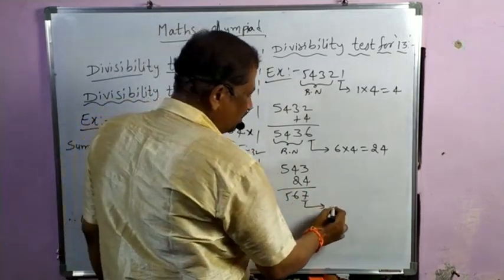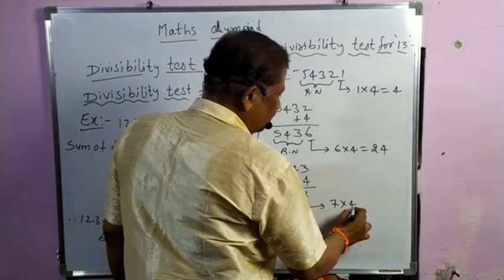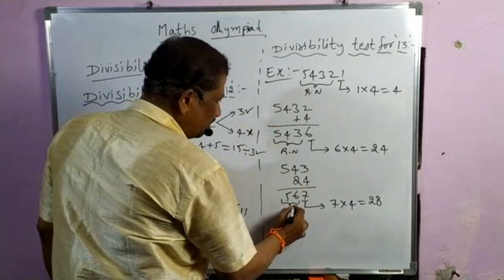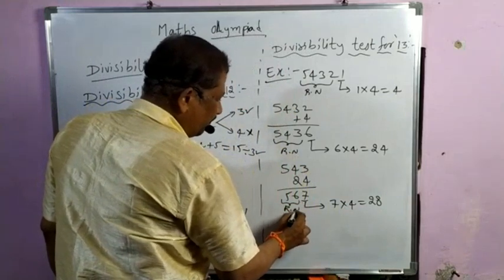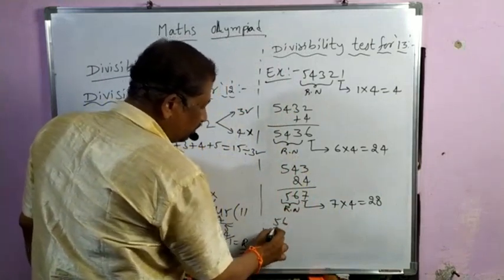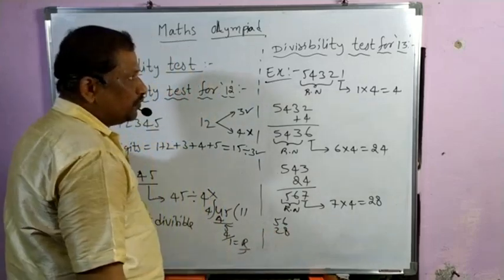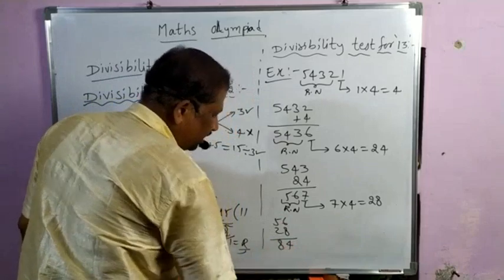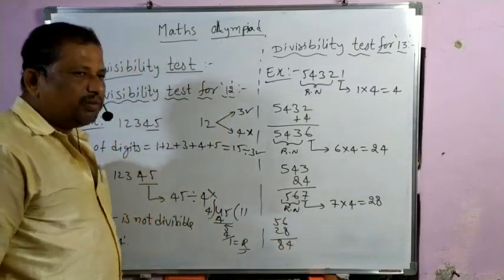Again this is a bigger number. The last digit is 7, multiplied by 4, so this becomes 28. What is the remaining number here? The remaining number is 56. Add 28 to the 56. So this becomes 84. Is 84 divisible by 13?